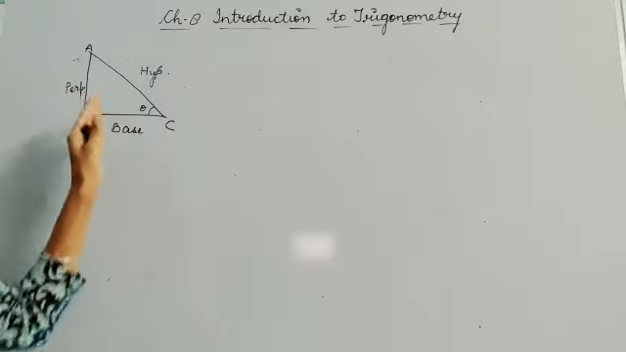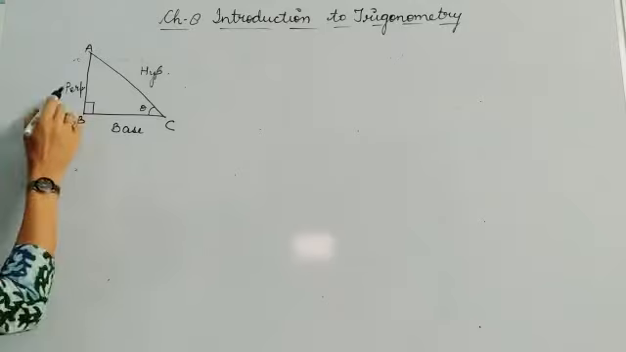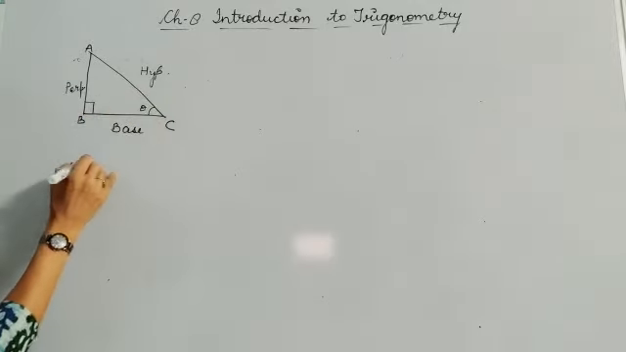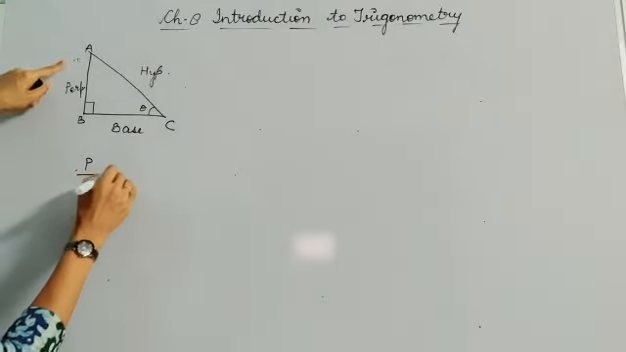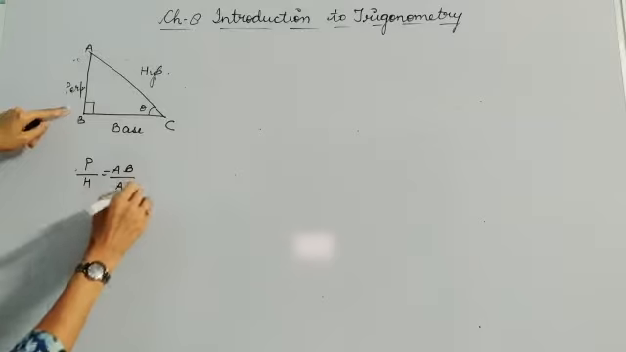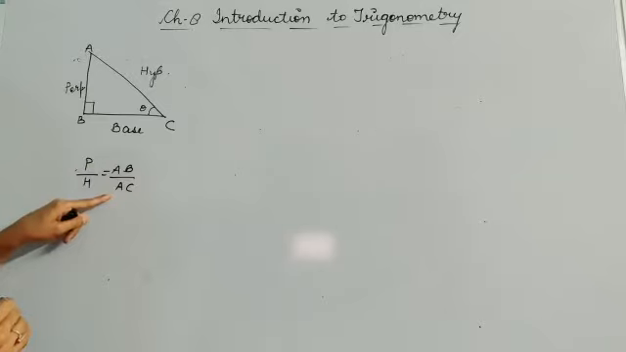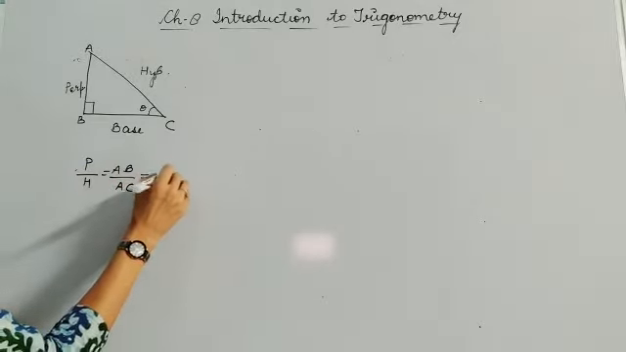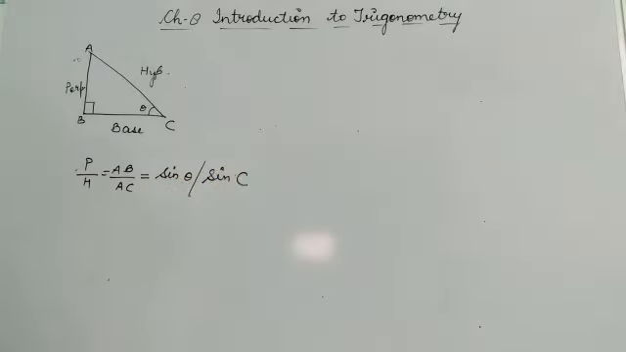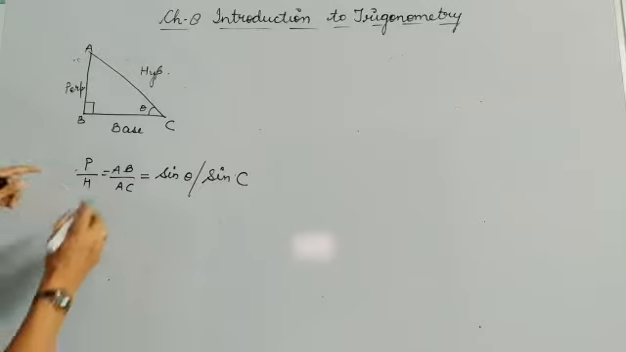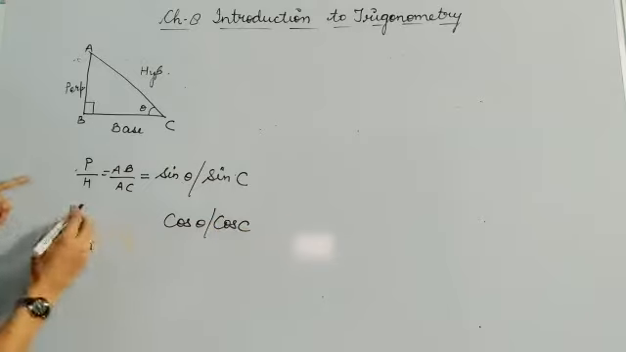Now out of these three, I can take the ratio of any two sides. Let's suppose first of all I am taking perpendicular upon hypotenuse. If I take perpendicular upon hypotenuse, that means AB by AC, then the trigonometric ratio, which is the ratio of perpendicular and hypotenuse, is written as sine theta, or I can also write it as sine C.